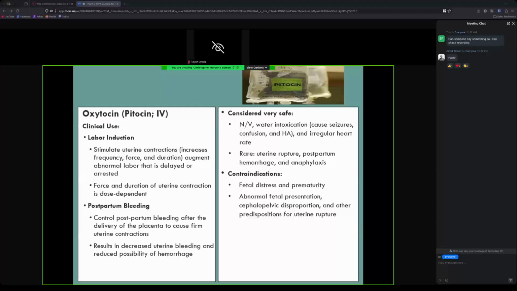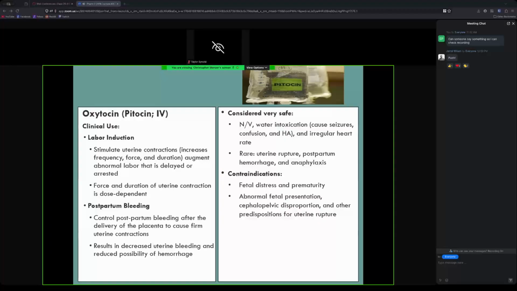Two major clinical uses of exogenous oxytocin, or Pitocin, IV. First, for labor induction and augmentation, it stimulates uterine contractions. It increases their frequency, force, and the duration of those contractions. So we augment labor with oxytocin.